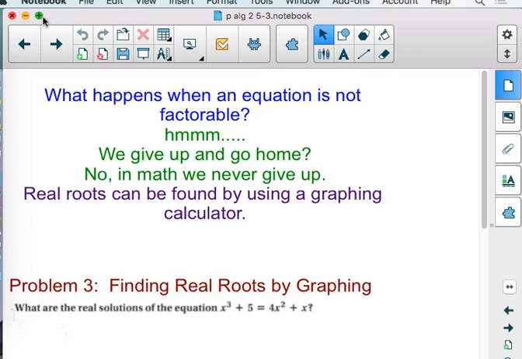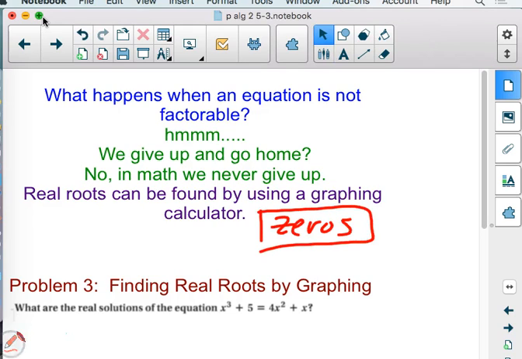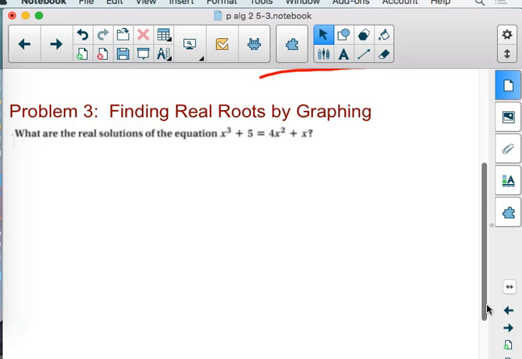The real roots can be found by using a graphing calculator. Now, it's not going to say find roots on it. It's going to call them zeros. And we've seen that before under second trace. You know, it's there. It's find the zeros. So that's what we're going to do. And they're literally telling us, don't even waste your time trying to factor this. Just plop it in a calculator.